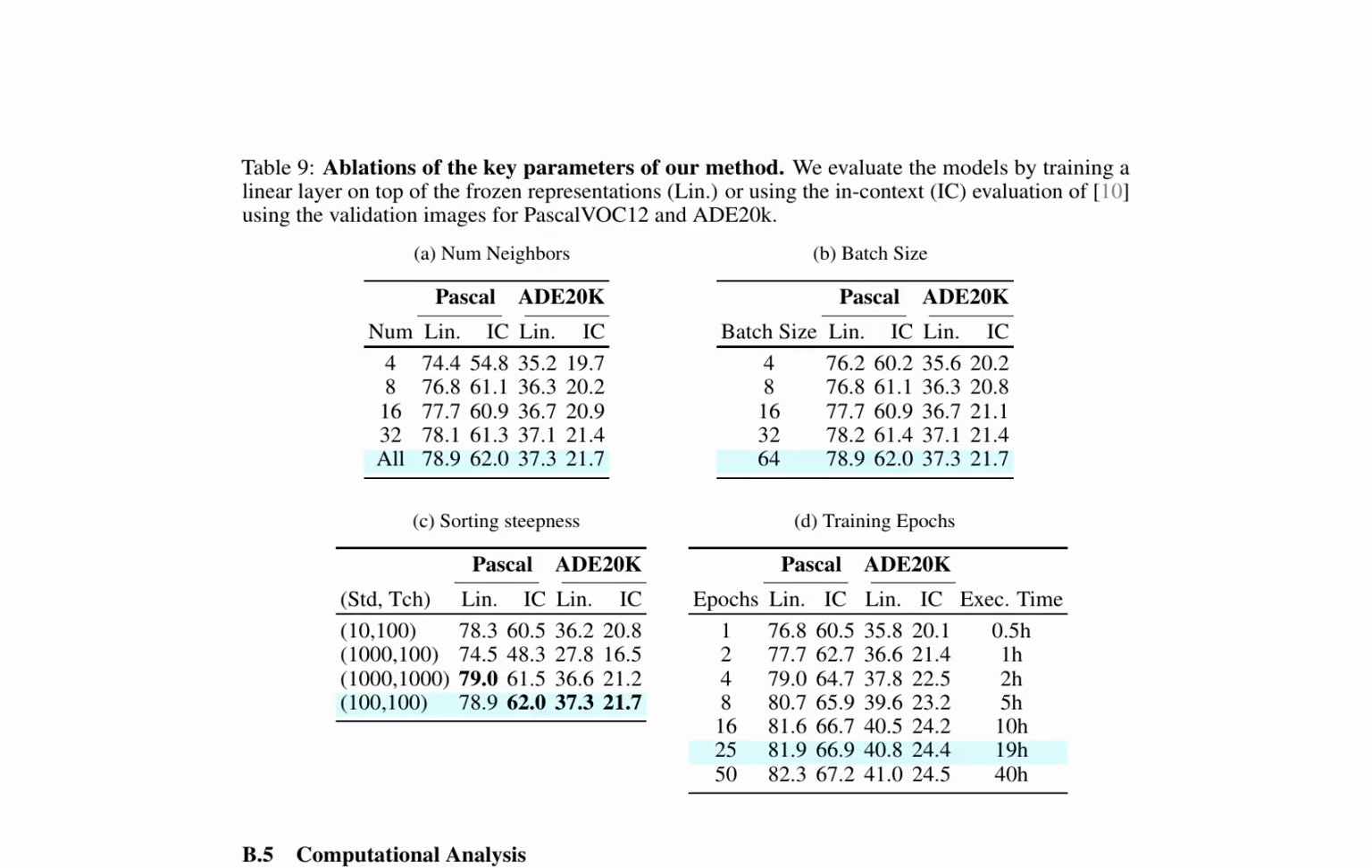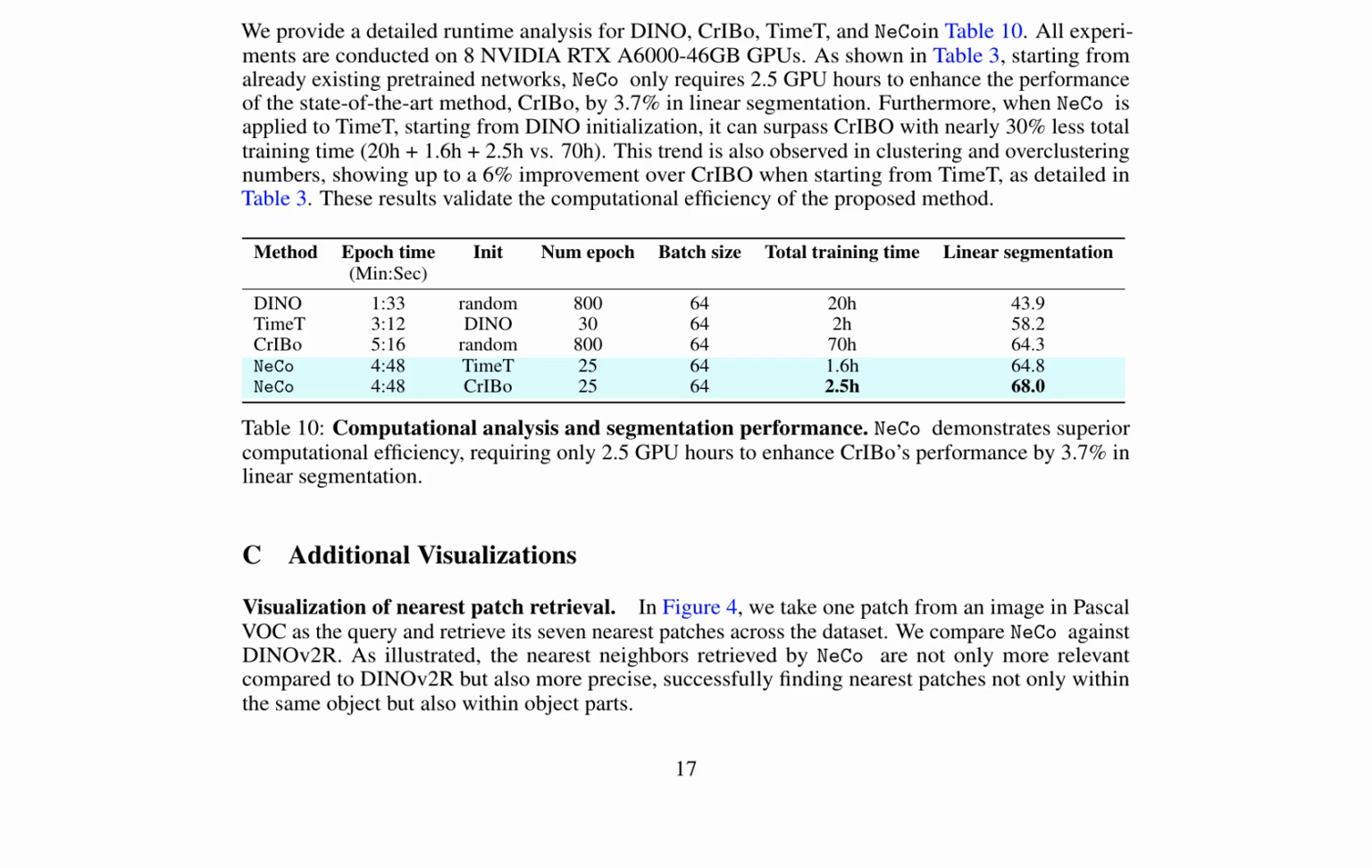The evaluation of key parameters for our method involves training a linear layer on top of frozen representations or using in-context evaluation on validation images for Pascal VOC 12 and ADE20k. We analyze the impact of various parameters such as the number of neighbors, batch size, and training epochs.